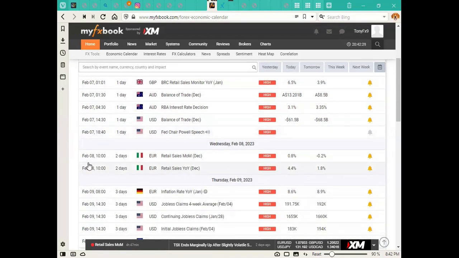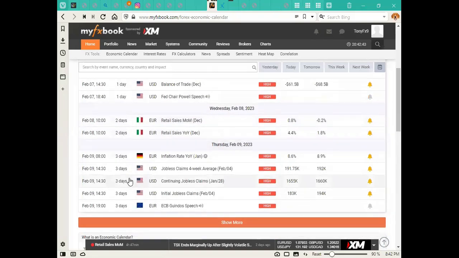Then on Wednesday, if the push down doesn't happen on Tuesday, Euro will keep going up on Tuesday. By 10 a.m. we'll confirm that this information could push Euro to the upside by Wednesday, by 10 a.m. on Wednesday.